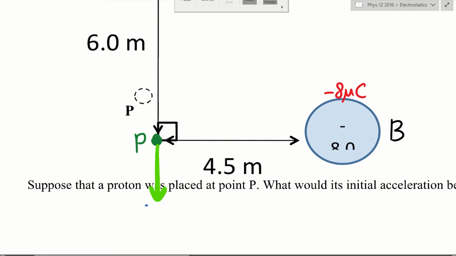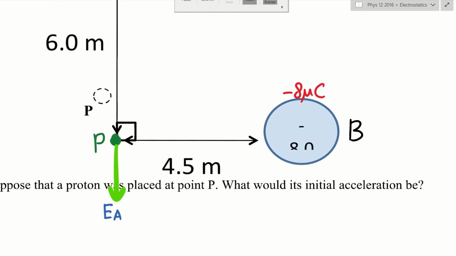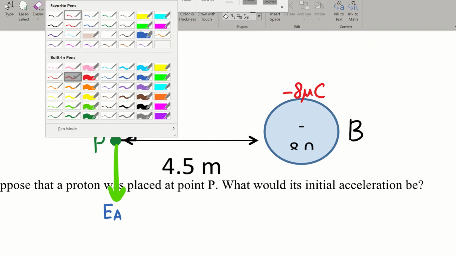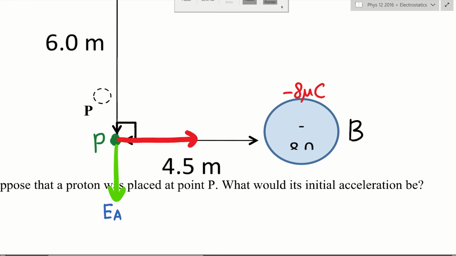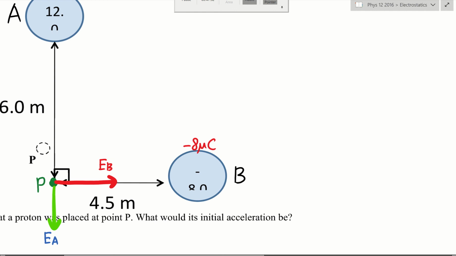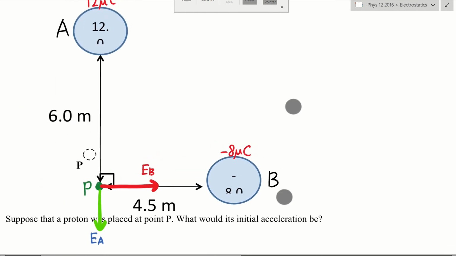Okay, and let's call it EA, the electric field from A. Now B is a negative charge, so the electric field goes into it. So at point P, it's going to go into B like that. So this is EB. Okay, so once you get EA and EB, which is just two calculations like what we did earlier, you can vector add them. Then you're done.